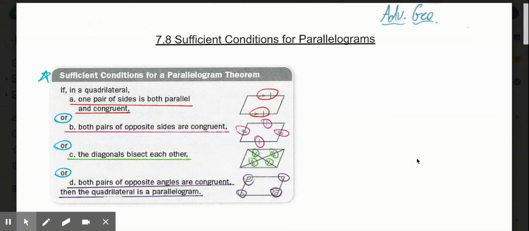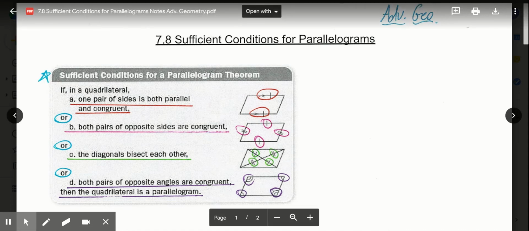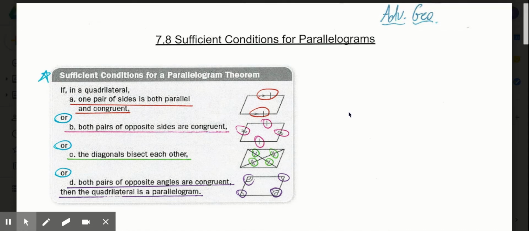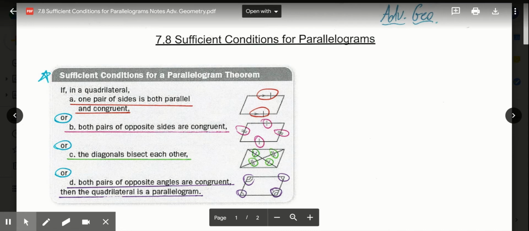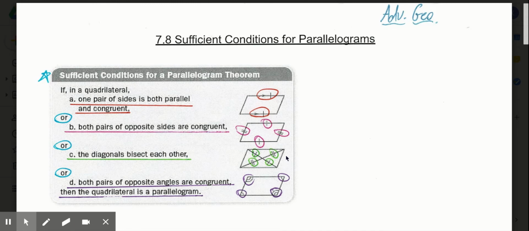Welcome to Lesson 7.8, Sufficient Conditions for Parallelograms. So basically everything in this lesson can be summarized into this box. This box will be your main resource, your main look back, your main tool for most questions, and for assessing whether or not a quadrilateral is a parallelogram.